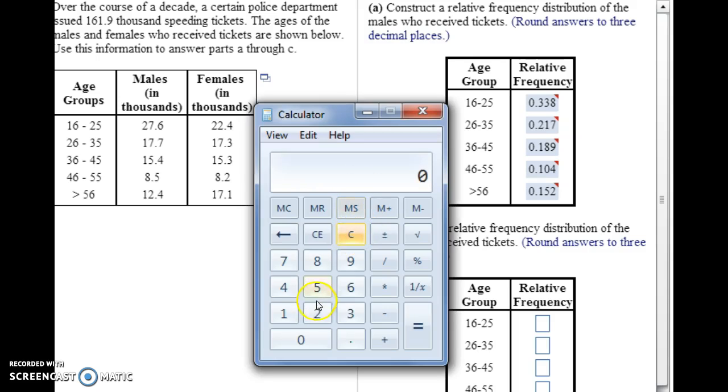So if you had something like 21.6% as a decimal, you move it back and it'd be 0.216.